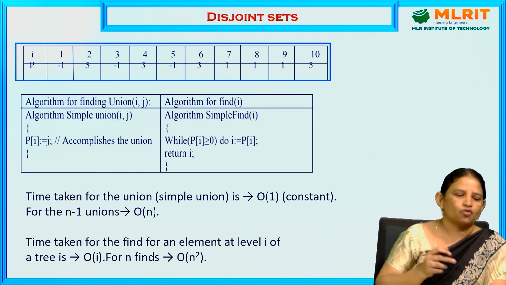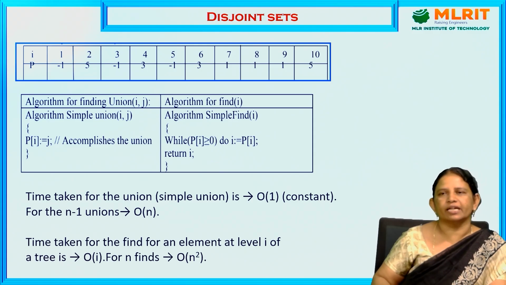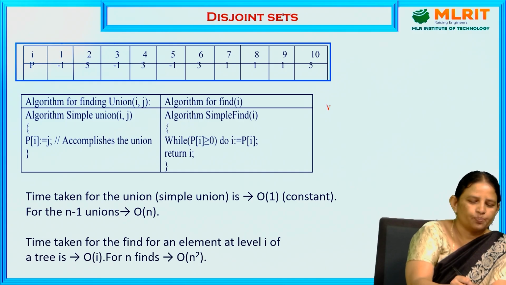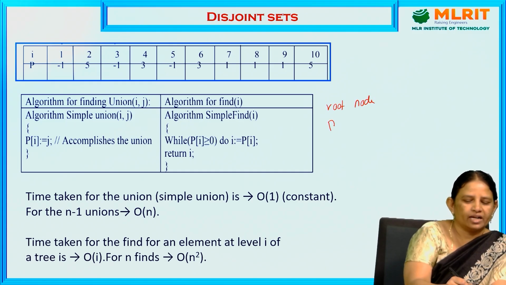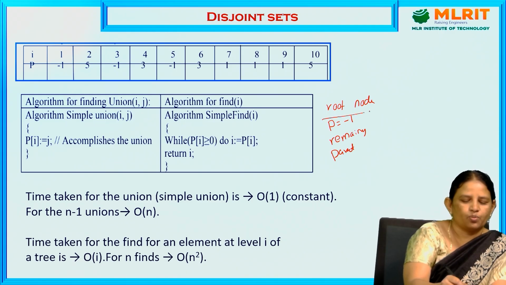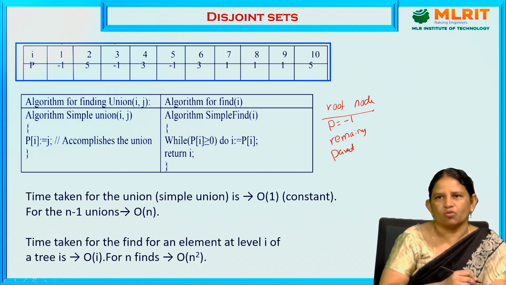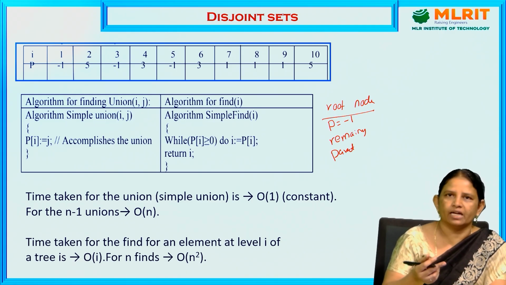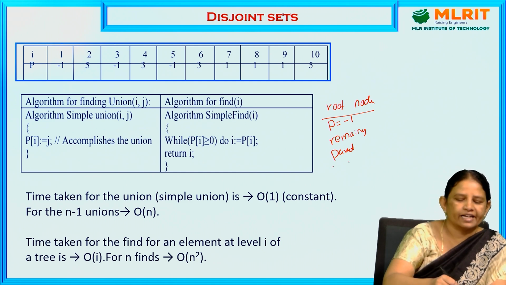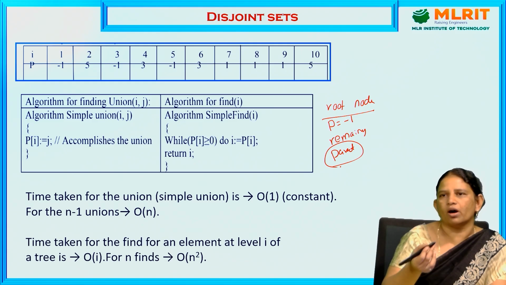So in the case of the find operation, we return the corresponding parent. For the root node, the parent is -1. For the remaining nodes, it returns the corresponding parent node or the root node. So this is the important point.